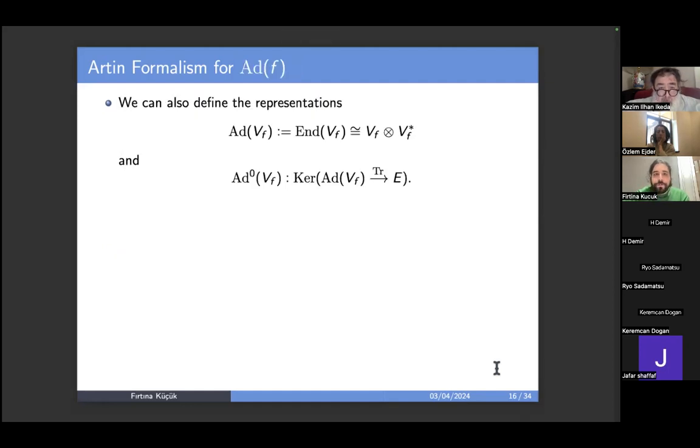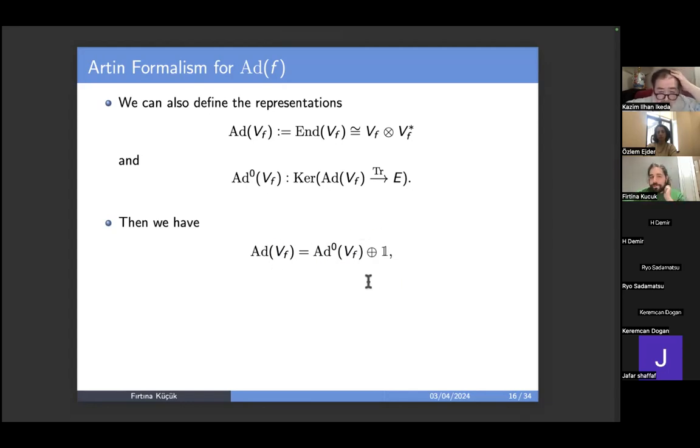And we can also define the representation of the endomorphisms of V_f. So it is isomorphic to V_f tensor V_f star. And we have a trace map from these endomorphisms to E. And the kernel of this is called ad^0 V_f, the adjoint representation. And then, very similar to the previous factorization, this four-dimensional representation again factors as a three-dimensional representation and a one-dimensional representation. This is the trivial representation. This is E, one-dimensional E with the trivial action of the Galois group.